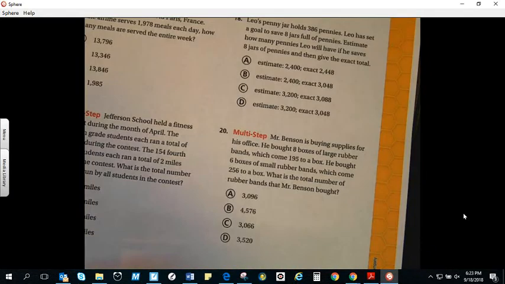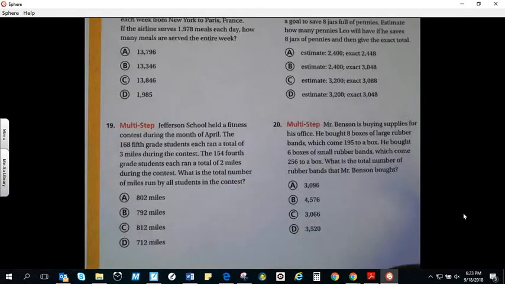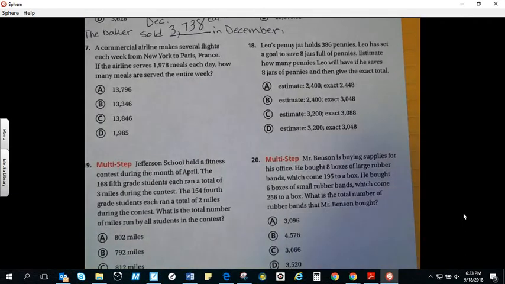A commercial airline makes several flights each week from New York to Paris, France. If the airline serves 1,978 meals each day, how many meals are served in the entire week? Wow, that's a lot of food. So we're talking about airlines. We're talking about they're taking long flights.